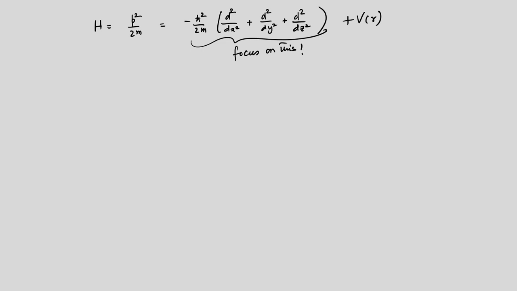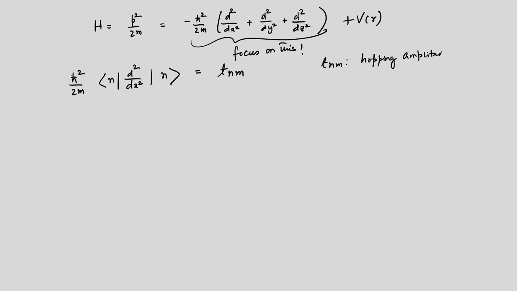All right. Of course, here what comes is this h cross square over 2m, and then we have this n, and let me just write it only in one dimension. And then n, because that will give me the energy, that is the expectation value. So, I am taking it between the same states and this will give me t_nm, which is the hopping amplitude from site n to site m. So that's your t_nm.